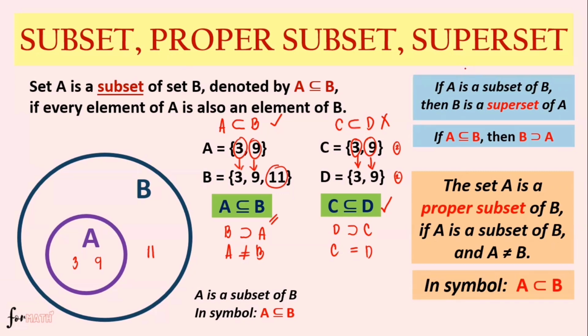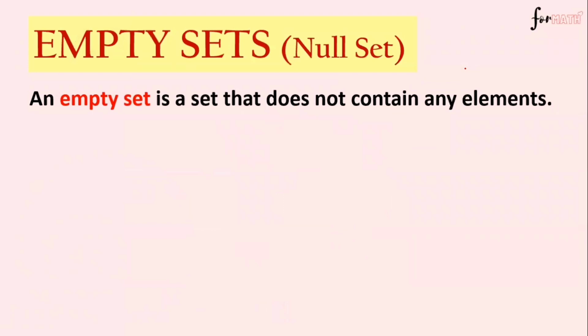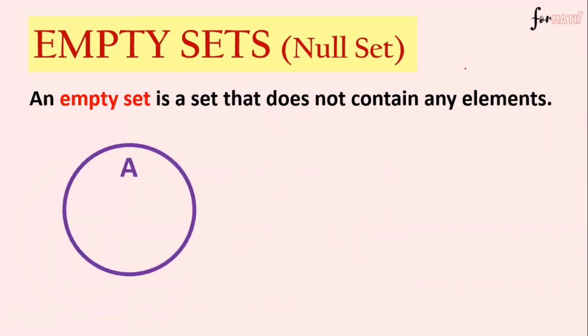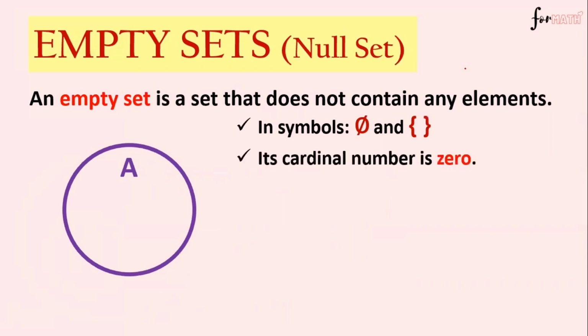Okay? So next natin is we have the empty set, or tinatawag natin siyang null set. Empty set is a set that does not contain any elements. For example, in this, walang nakalagay, empty. Okay? So in symbol, we use this symbol to represent the empty set. And ang cardinal number or cardinality ng set A natin ay 0. It's because there's no element containing the set A. Next is, empty set is a subset of any set.